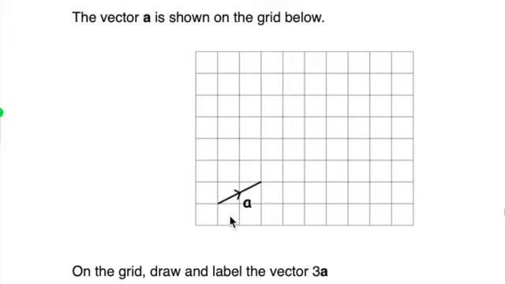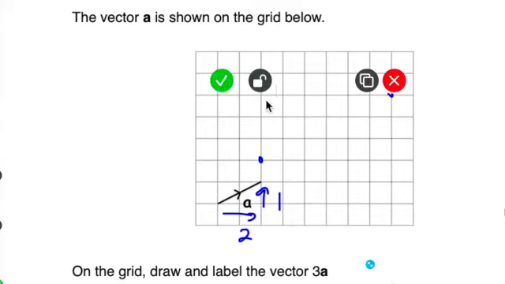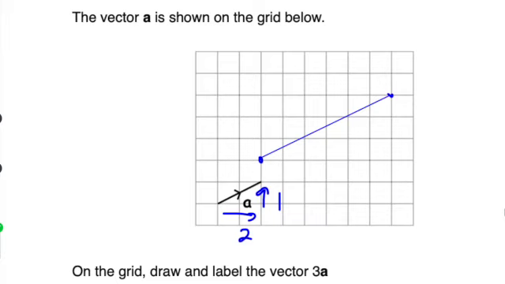So in this case we have a line which is going 2 across and 1 up. If we want to label the vector 3a, we just want to times both of these quantities by 3. So say we start at this point here, we're going to go 6 across and 3 up. And once you've drawn your 2 points, you can join a line that connects them, and then we also need a little arrow to show which direction we're going, and that would be your vector 3a.